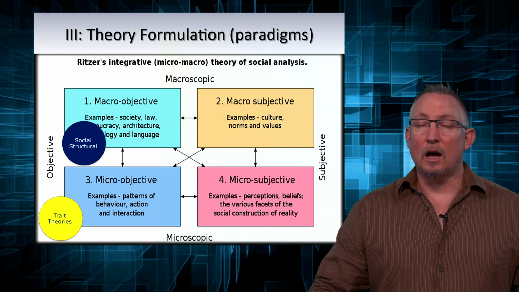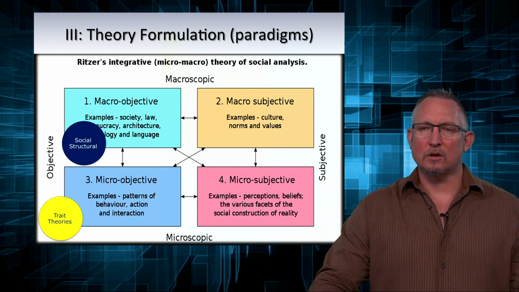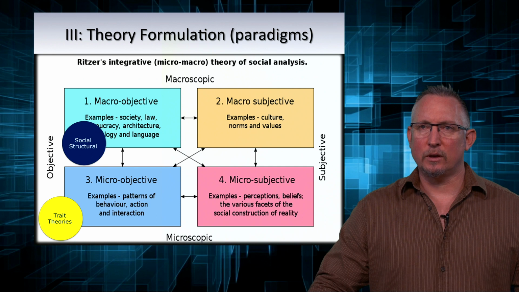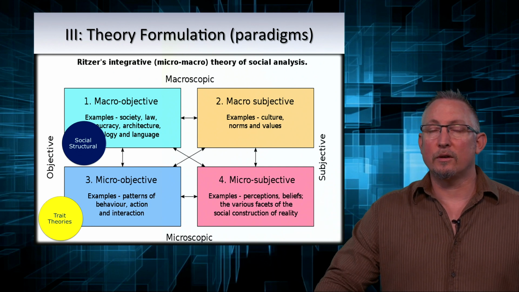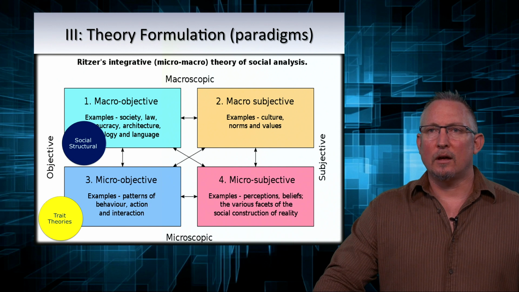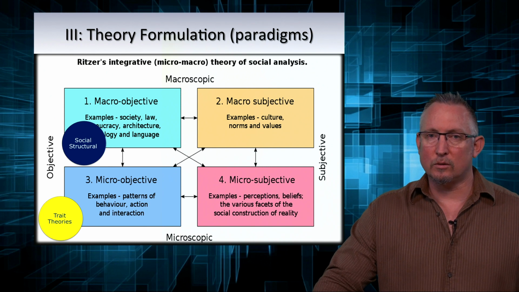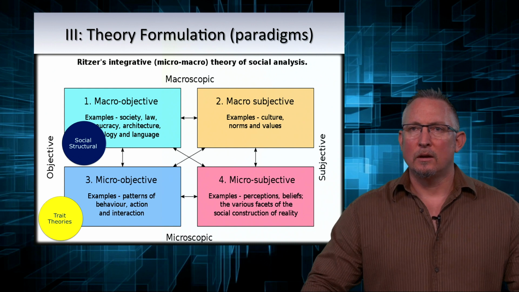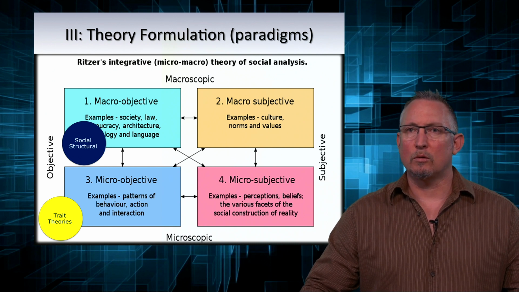Trait theories, highly individualistic, right? So we see them much more towards the microscopic and much more towards the objective, as we'll talk about next week. Right? Trait theories are biological and/or psychological theories that look at the particular manifestations of pathology or difference on individual levels to explain involvement in serious deviant or criminal behavior.